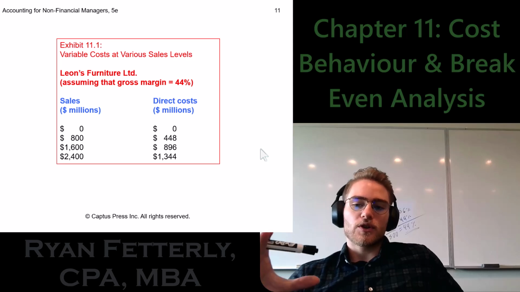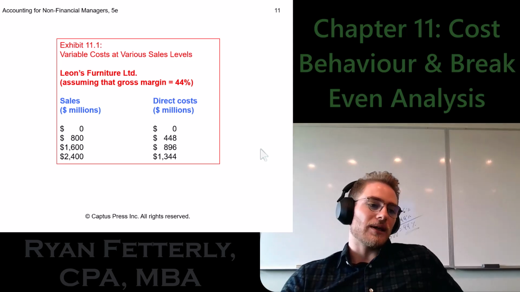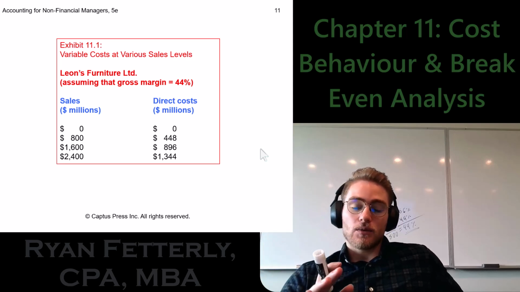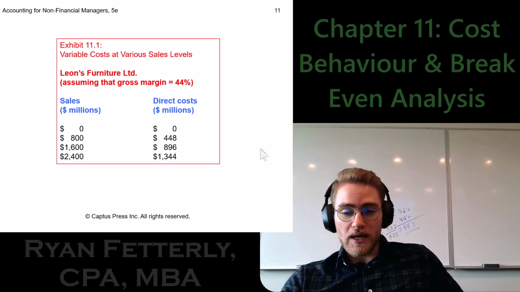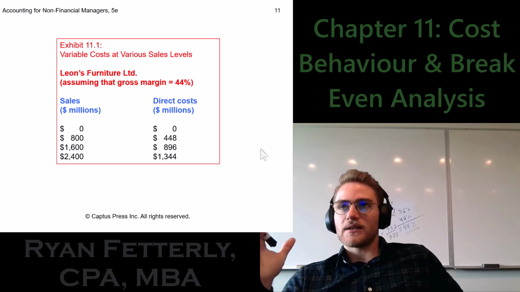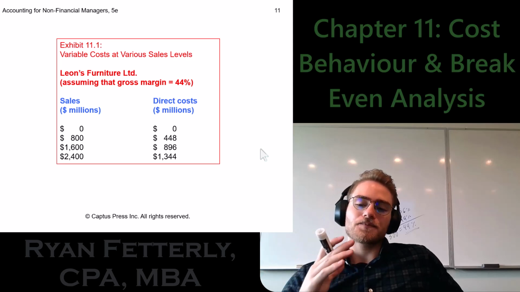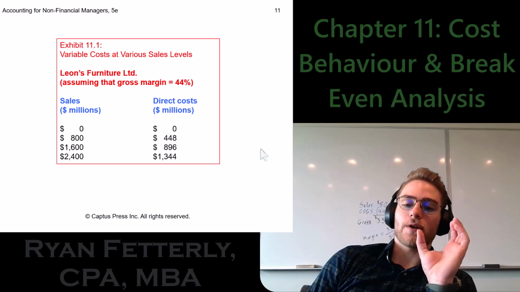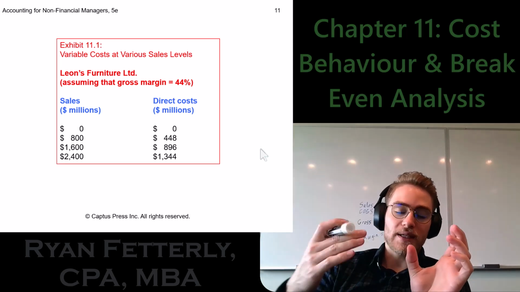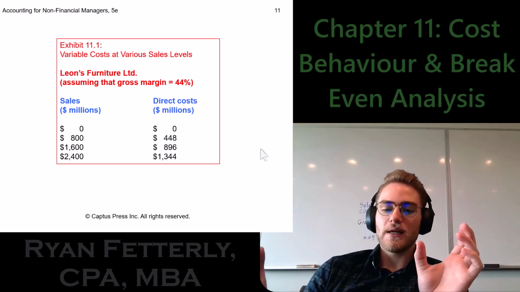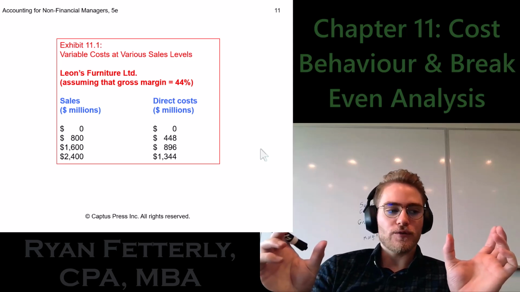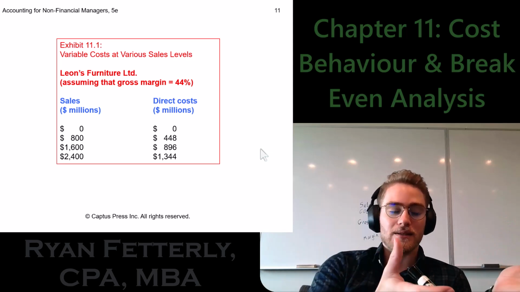In gross margin. So what we're doing is assuming that across the entire store, on average, we earn about 44% on every single sale. That would mean that when sales is zero, we have no direct costs, because our costs go up at the same rate as our sales. So when we have sales of 800 million, we would assume that the direct costs to create those sales would be 448,000, because in order to sell 800 million worth of inventory, we would have to buy 448 million worth of inventory to even have it available to sell to the customer.